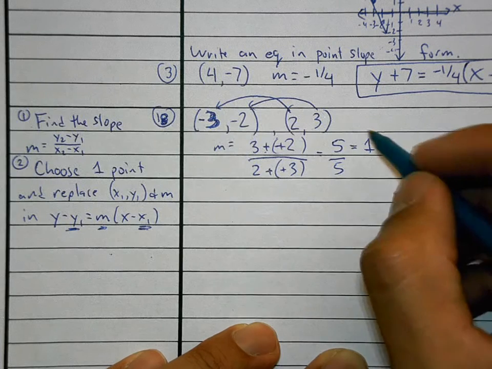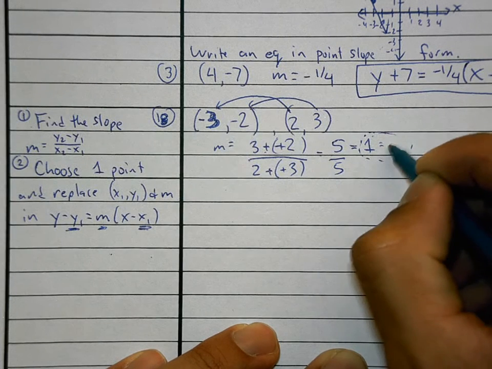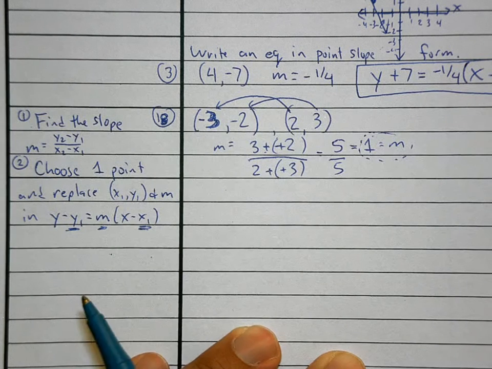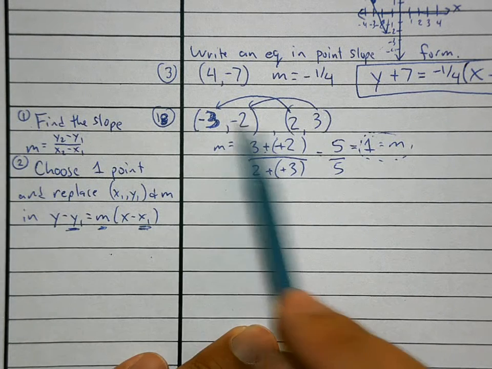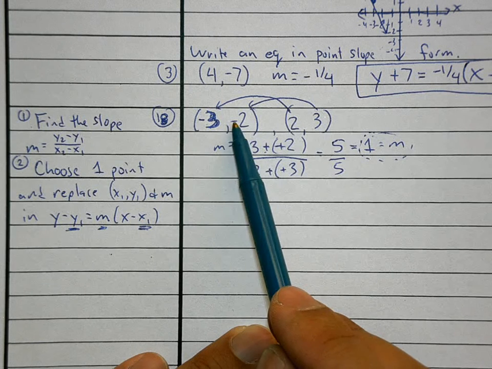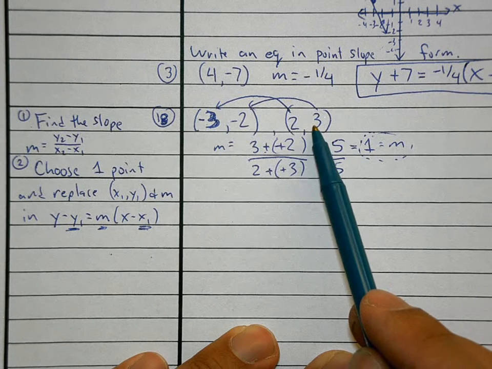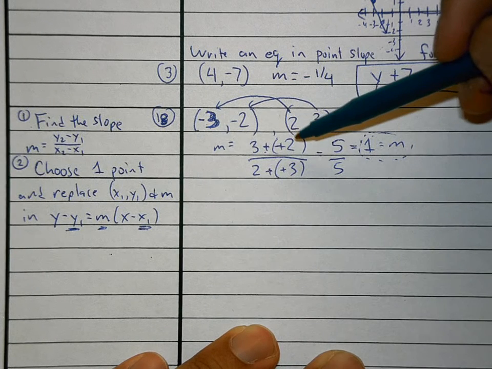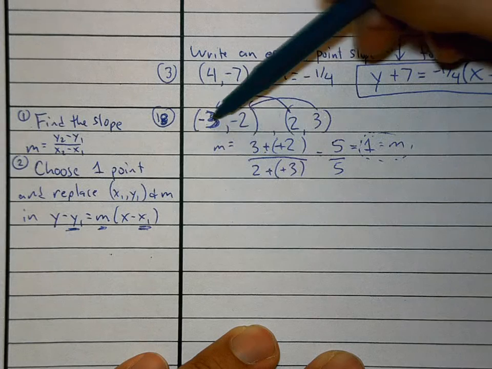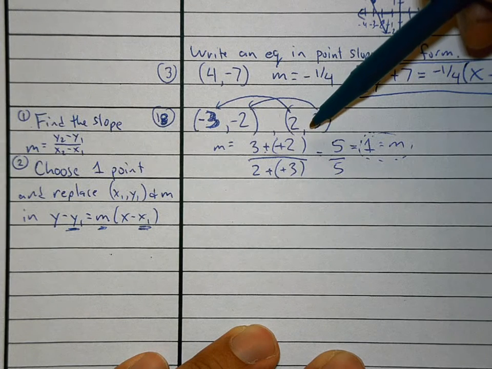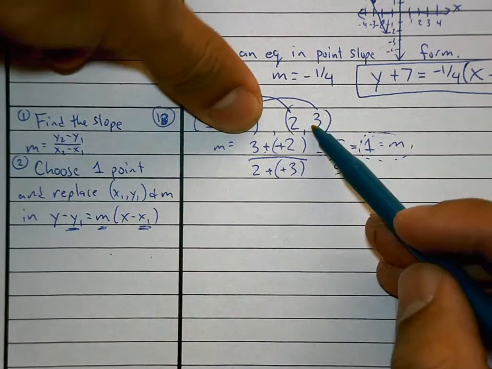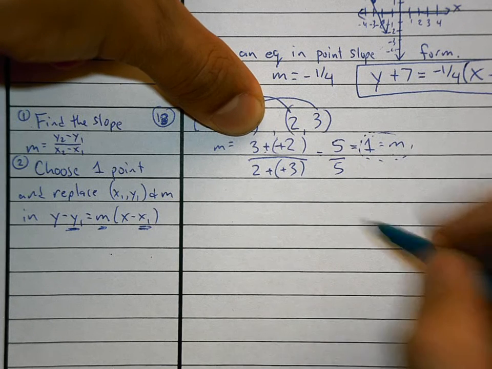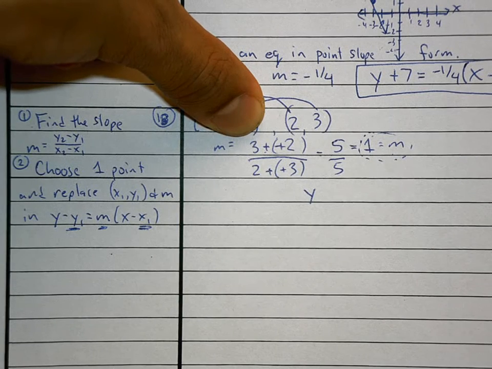We are halfway. We now know what m is. We have found the slope. And then this next step says choose one point, which means do you want to use the negative 3 and the negative 2, or do you want to use the positive 2 and the positive 3? So you pick which one. You have this point or this point. It doesn't matter to me if you use this point or this point. You choose one of them. Let's say you choose this one. Now you have your m and your point, and it becomes just like the problem you had before. So let's write it out. Y, don't forget opposite.